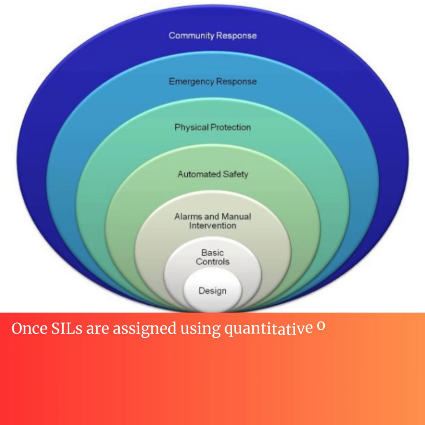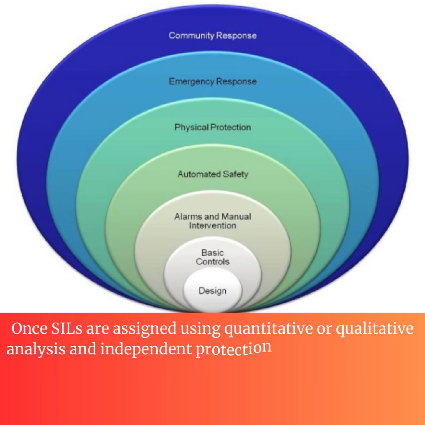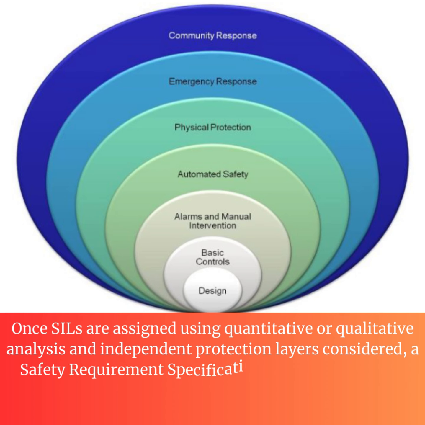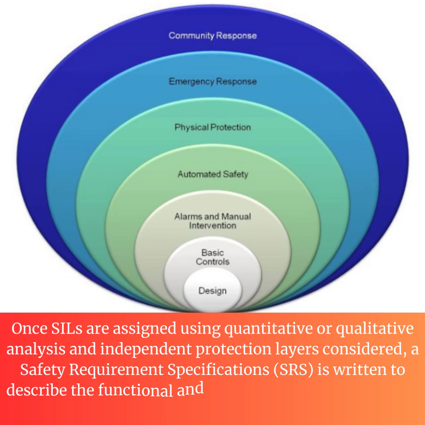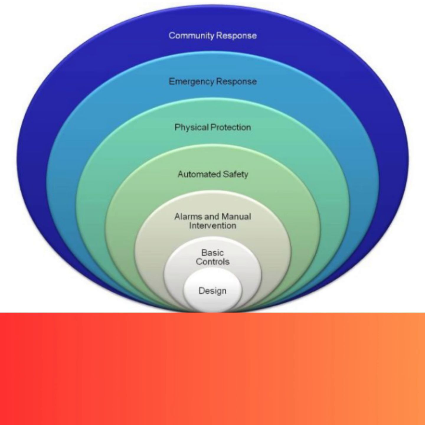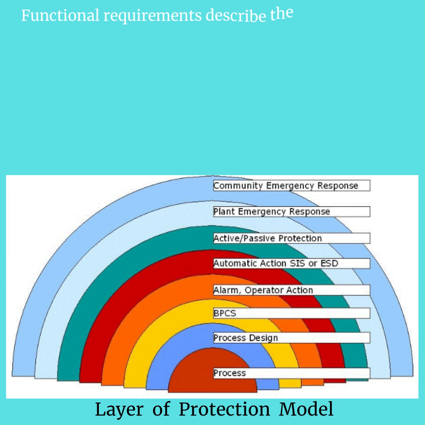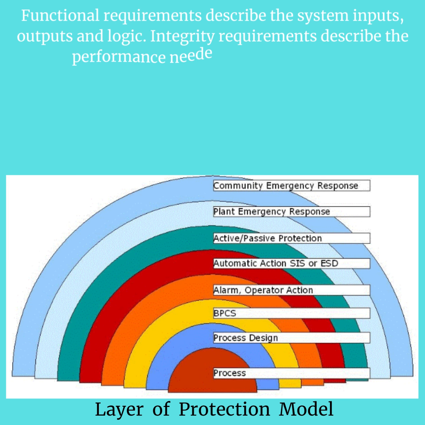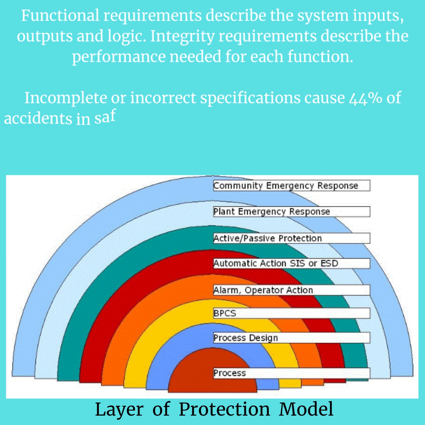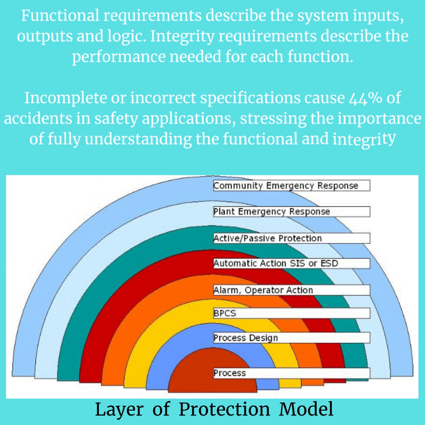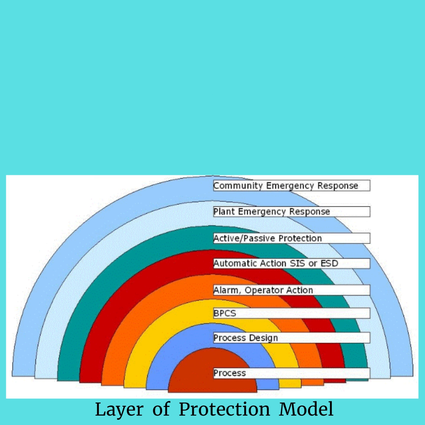Once SILs are assigned using quantitative or qualitative analysis and independent protection layers considered, a safety requirement specification, SRS, is written to describe the functional and integrity requirements. Functional requirements describe the system inputs, outputs and logic. Integrity requirements describe the performance needed for each function. Incomplete or incorrect specifications cause 44% of accidents in safety applications, stressing the importance of fully understanding the functional and integrity requirements of the system.